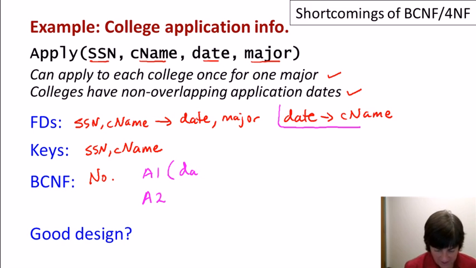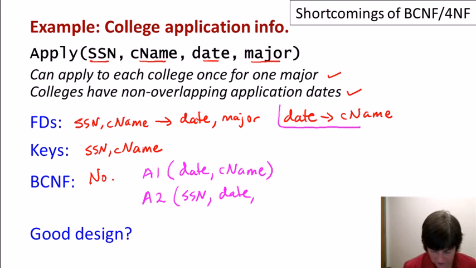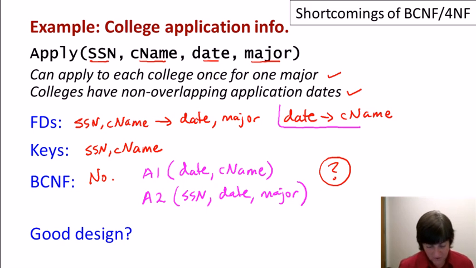The first one will have the attributes from the violating functional dependency, and the second one will have all the remaining attributes plus the left-hand side of the functional dependency. So that would be the social security number, the date, and the major. So do we think this is a good design? It certainly is in Boyce-Codd normal form, but I would argue it's not really a good design.